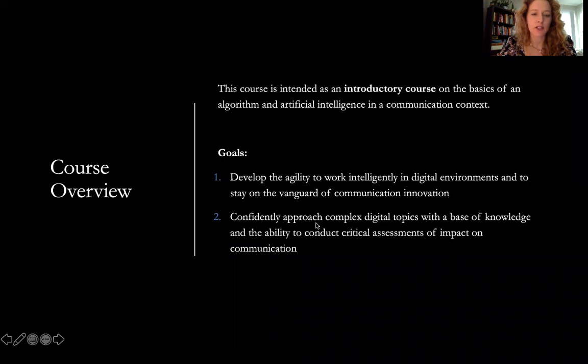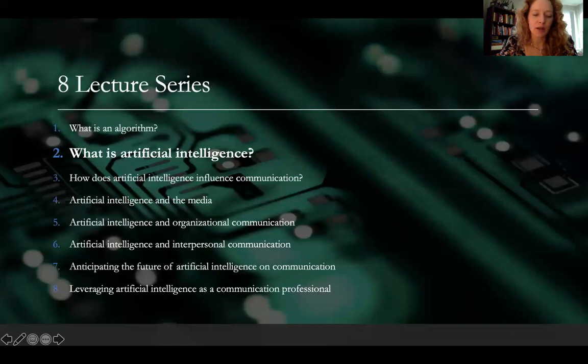As always, let's just quickly recap the goals of this course before we jump into the meat of the lecture. So the goal is to help you work intelligently in a digital environment and to stay on the vanguard of communication innovation, as well as to confidently approach complex digital topics with a base of knowledge. So we're going to move into the second lecture of this short course, which is what is artificial intelligence?